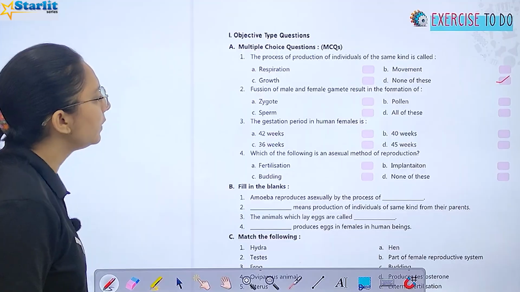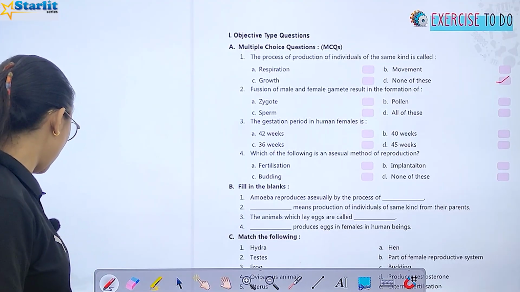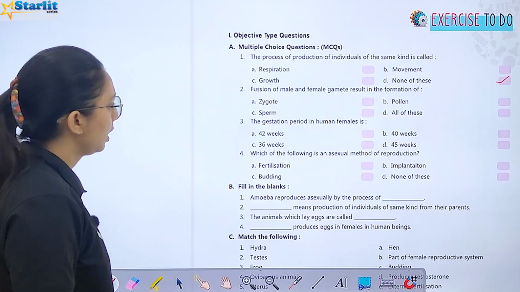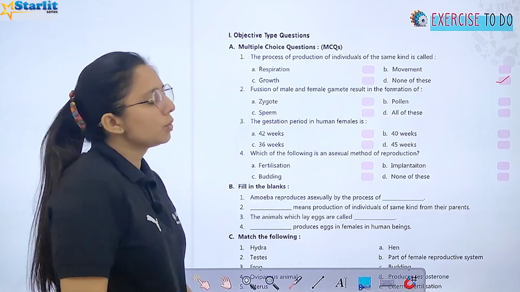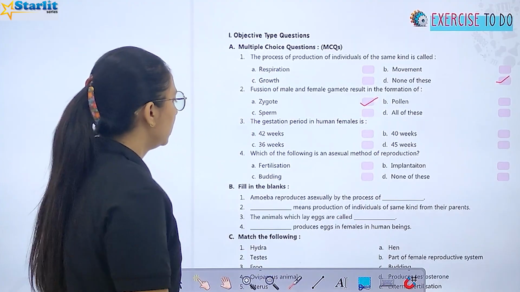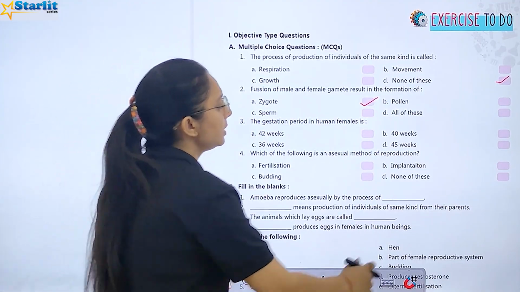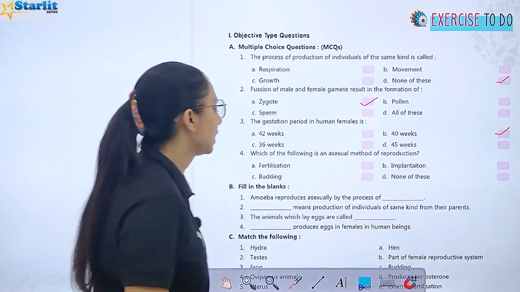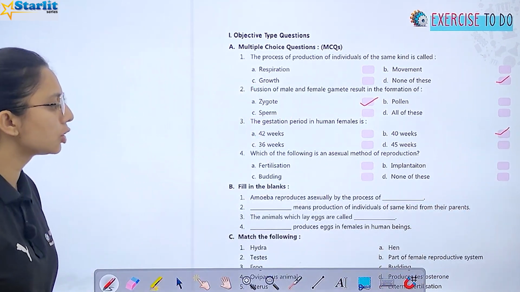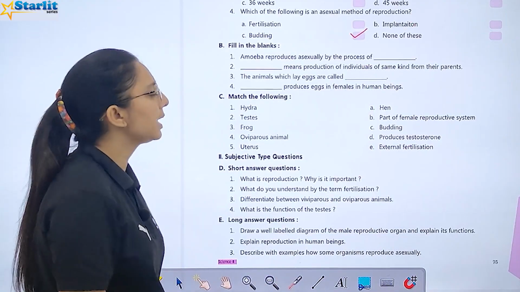Fusion of male and female gametes results in the formation of zygote. Right? Gestation period in human females is 40 weeks. Which of the following is an asexual method of reproduction? That is budding.